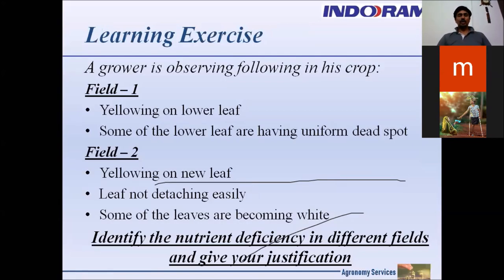So now an assignment for you guys. A grower is observing the following in his crop. Field one: yellowing on the lower leaves. Some of the lower leaves are having uniform dead spots. And field two: yellowing of new leaves and leaves not detaching easily. Some of the leaves are becoming white. So you have to identify what is the deficiency symptom in field one and field two. We will discuss that during our question answer session.